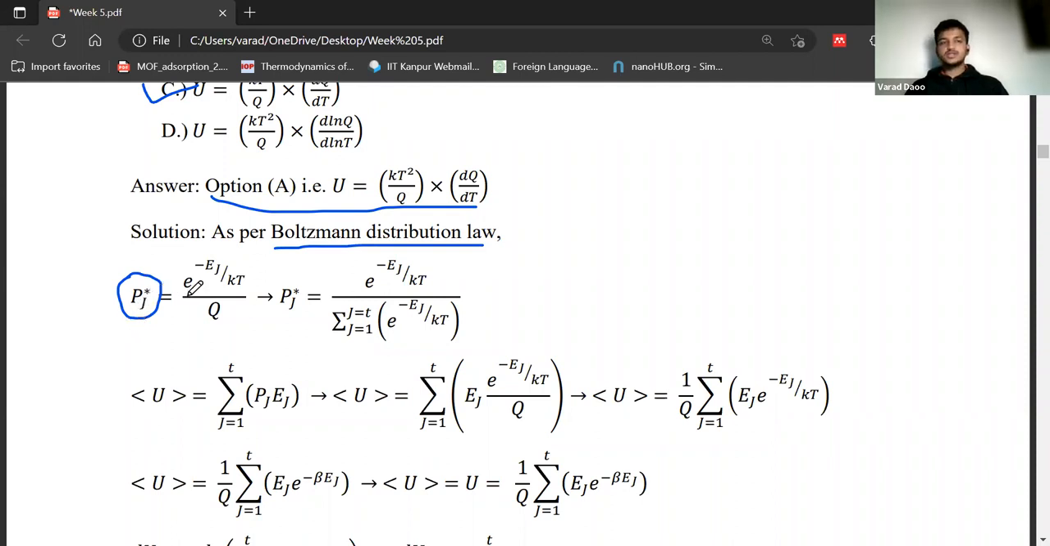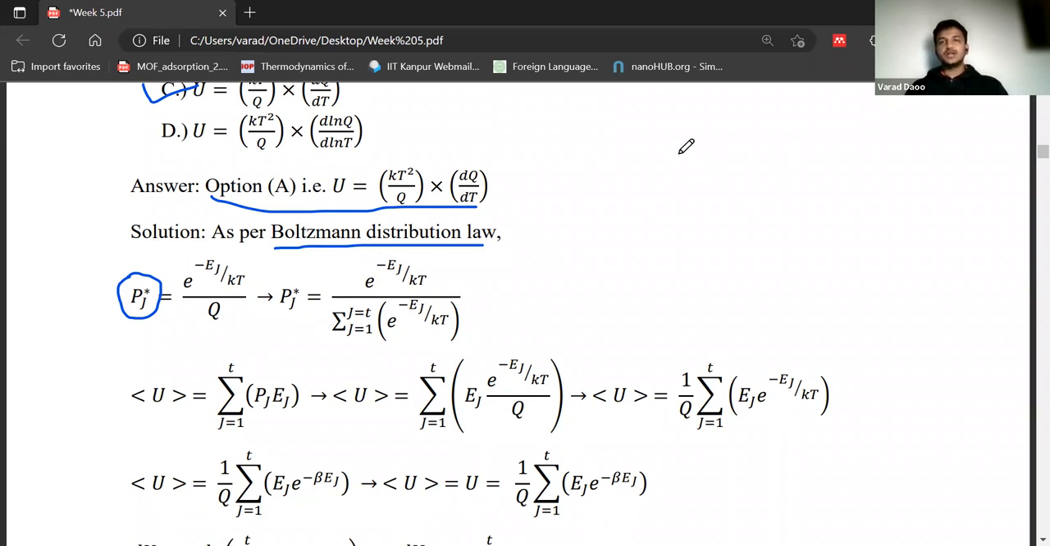P_j star, according to Boltzmann, is going to be e to the power minus E_j, where E_j stands for the energy, divided by kT, upon Q. Q is nothing but the summation of the numerator. This is one macro state corresponding to energy E_j, but the partition function will have all the microstates, so we just do the summation. So this is the probability of having a distribution.